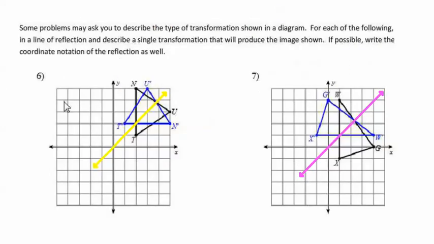And on to the last page. Alright, our last page. Some problems are going to ask you to describe a type of transformation that you see, whether it's a reflection, a rotation, or a translation. For each of these, we're going to draw in a line of reflection and describe a single transformation that will produce the image shown. If possible, write the coordinate notation of the reflection as well.